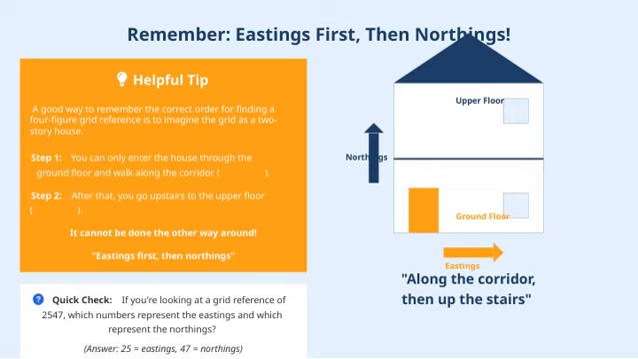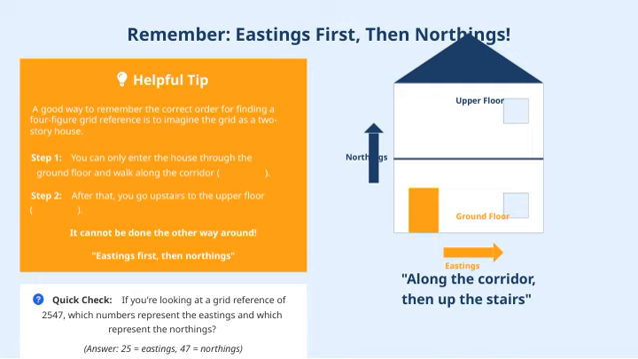A helpful tip to keep this straight is to imagine the grid as a two-story house. When you're finding a four-figure grid reference, think of it this way. Step 1, you can only enter the house through the ground floor and walk along the corridor, which represents the eastings. Then, step 2, you go upstairs to the upper floor, which stands for the northings. It's important to remember, you can't do it the other way around, always eastings first, then northings.